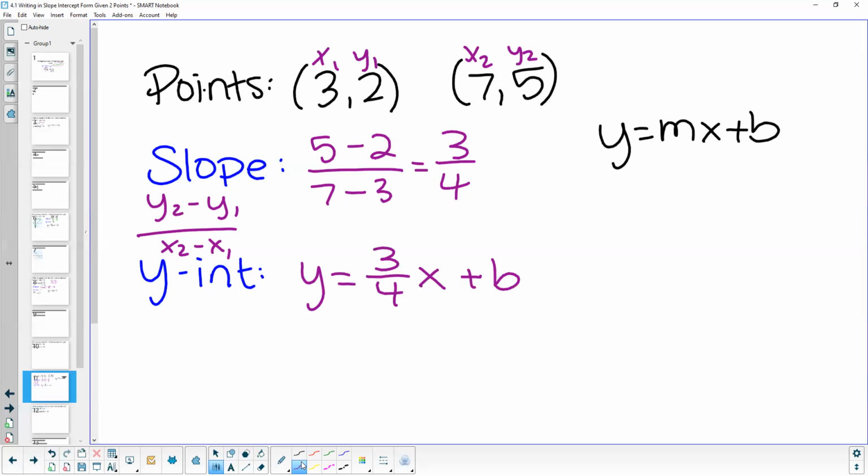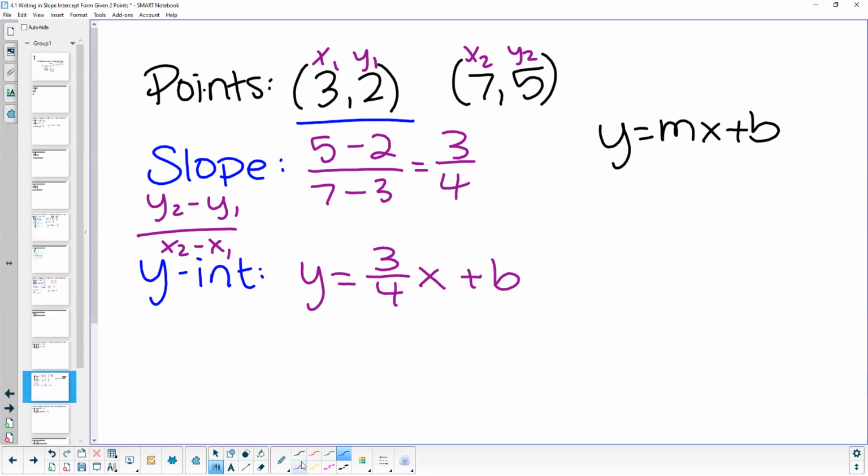We don't know what b is. That's what we're trying to solve for. However, I do know 2 different points that will be part of this line, right? We know that (3, 2) is an xy pair that'll be part of this line, and (7, 5) that'll be part of this line. If I put a 3 in for x, I should get a 2 out. If I put a 7 in for x, I should get a 5 out. So knowing that these points will make this equation work, I can actually substitute one of my x and y values in for x and y to solve for b.